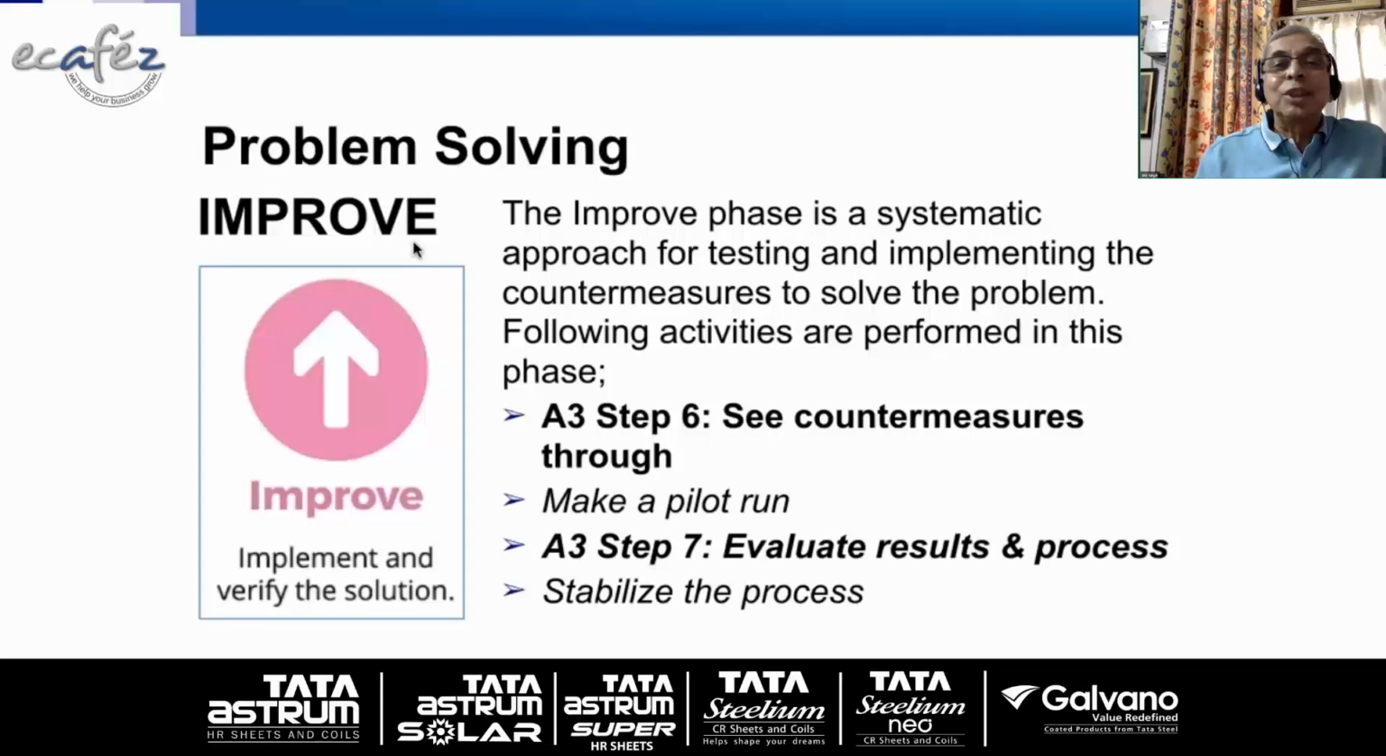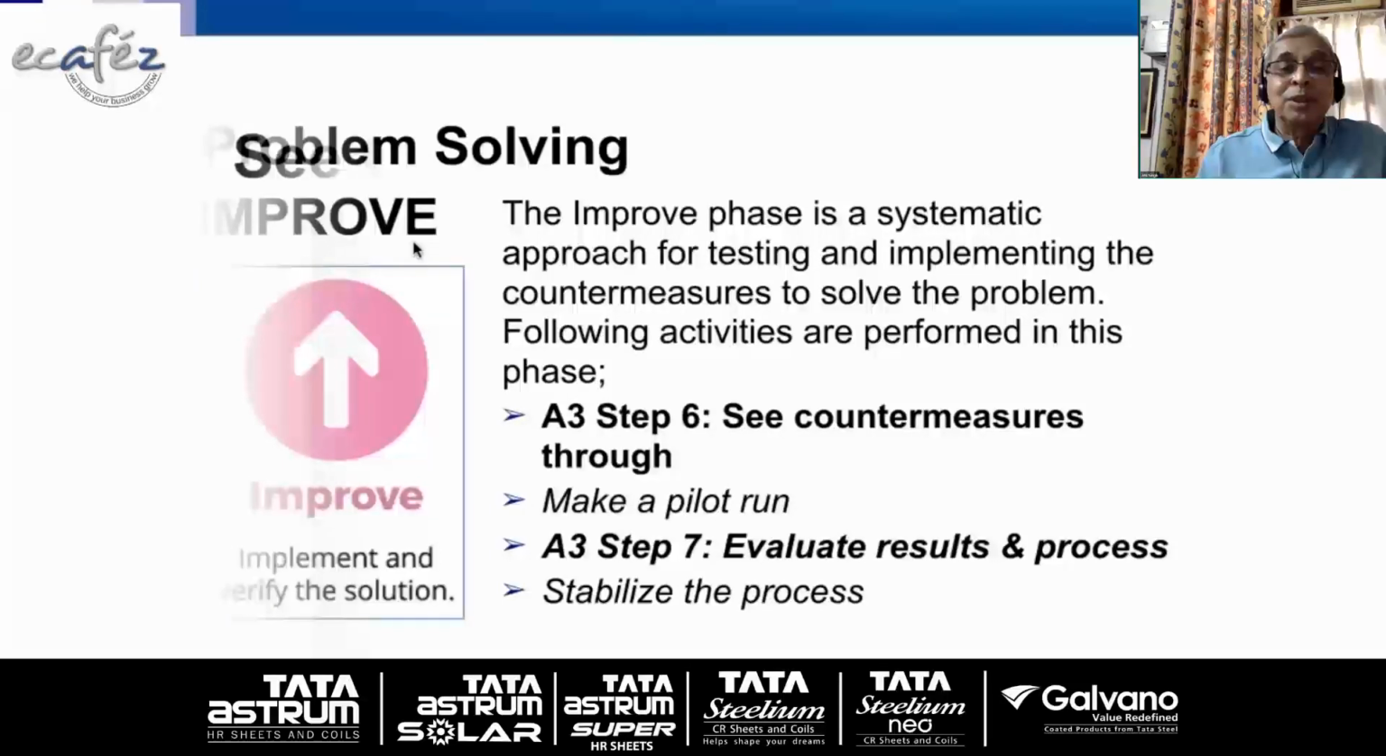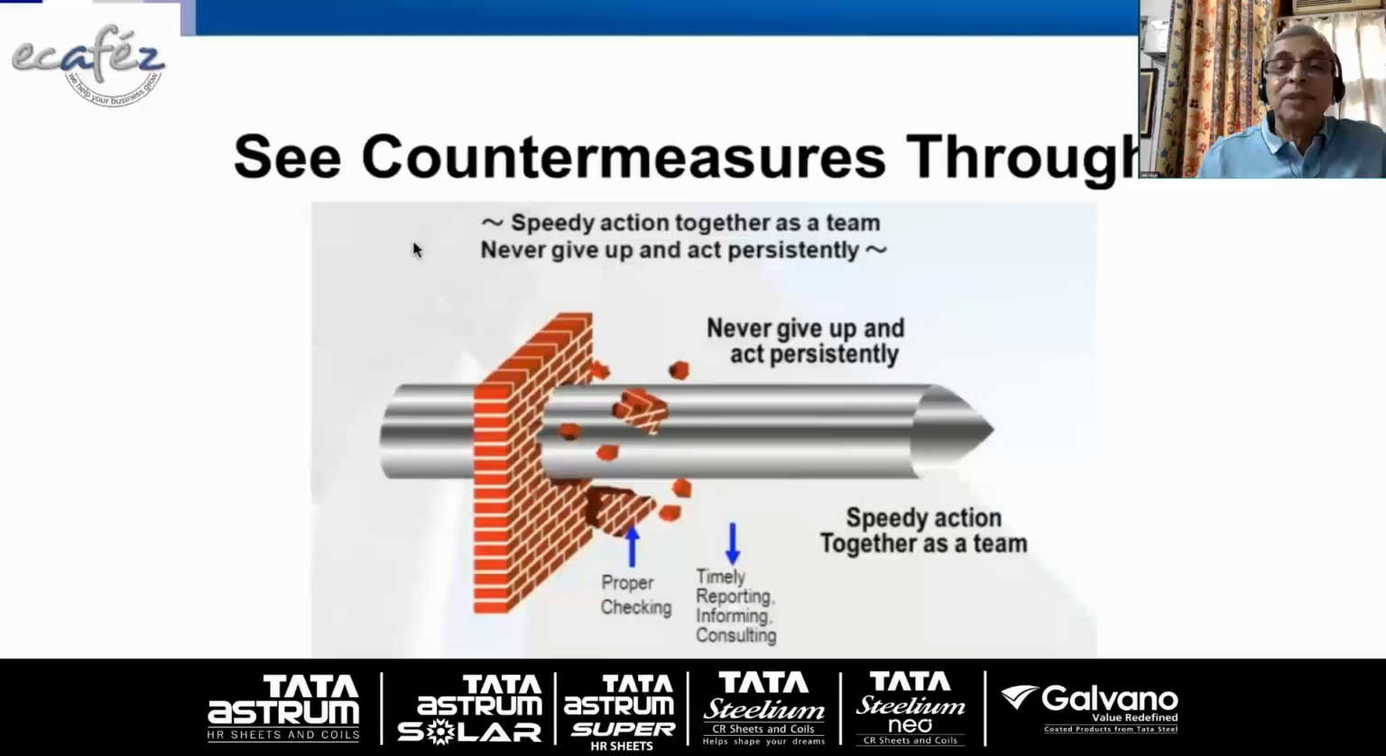So this is seeing countermeasures through: never give up. There may be problems, so you have to take very strong willpower. Maybe in the beginning you may fail sometimes, but don't give up. Again, rectify your efforts. And here the confidence and the willpower are very important for implementing the countermeasure.